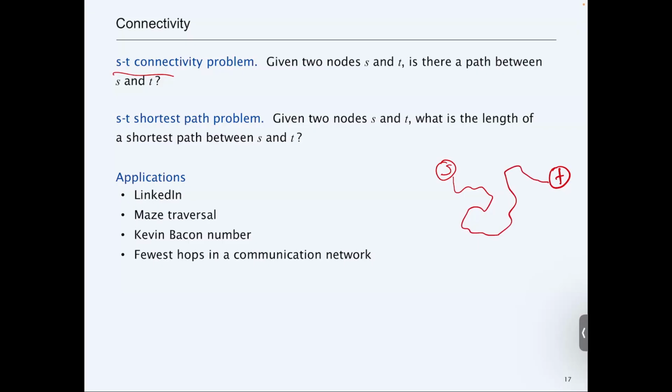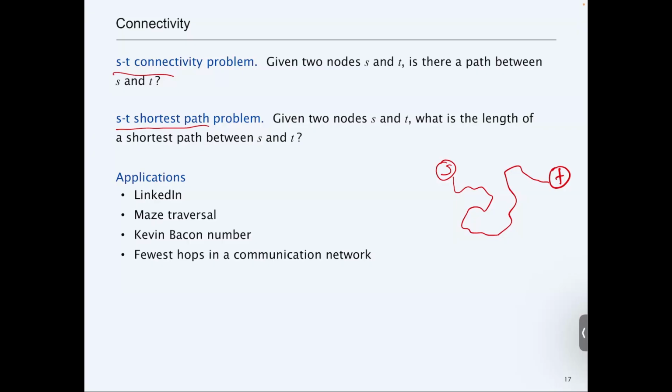Now this is different from the ST shortest path problem. With the ST shortest path problem, we're not just asking, does there exist any path in the graph from S to T? Rather, we're asking, what is the minimum number of edges, or in essence, the minimum cost, to get from S to T? And there are tons of real-world applications for this. This is not a difficult problem to motivate because they exist everywhere.